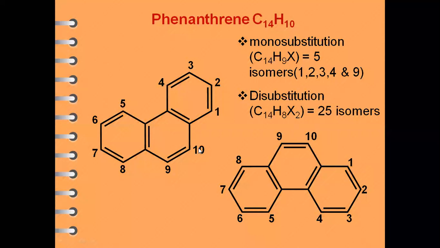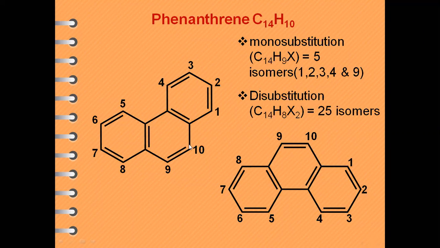Now we know with respect to this structure, either the 9th position or the 10th position is active whenever we are going for mono substitution. So the isomers we are going to obtain are either 1, 2, 3, 4 and 9. So if we change the structure, either of these mono isomers we are going to obtain.